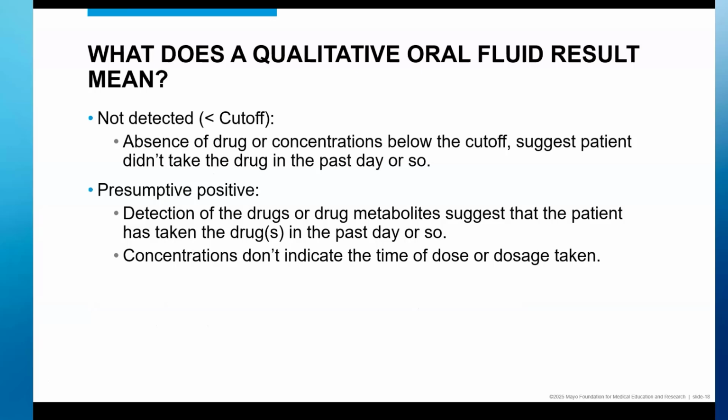Now, with oral fluid testing, a lot of the testing that we're going to be talking about today is qualitative, meaning you're going to have that presumptive positive or not detected result. And what does that really mean when you get that result back? If you get a result back that says not detected, and it's less than a certain cutoff concentration, what we're telling you is that that drug was not seen and is below our detection cutoff. So it could be right below it. If the cutoff is 5 nanograms per mL, it could be at 4, or it could be at 0, totally not there at all.